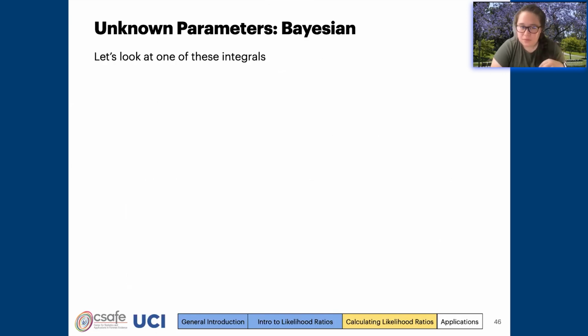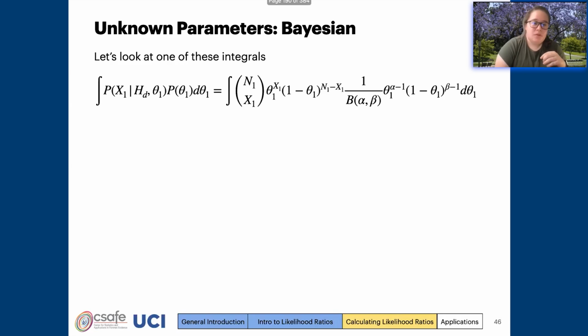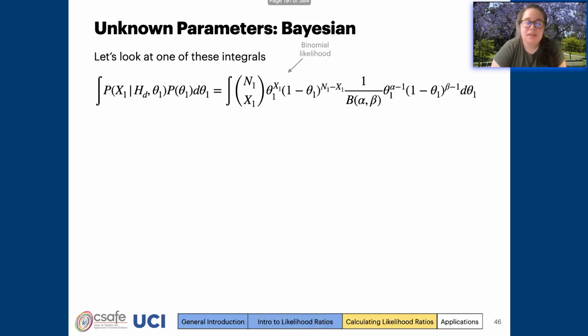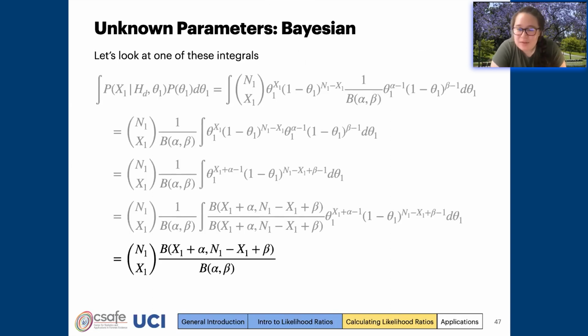So let's just take a look at one and see what we can do about it. This is the integral of the number of heads for coin A under the different source proposition, and we are averaging over possible values of theta1. If we plug in things that we've already seen, the binomial likelihood and the beta prior, we have this ugly looking integral that has a lot of terms in it. And we can go through step by step how we can actually manipulate this integral to get to something nicer.